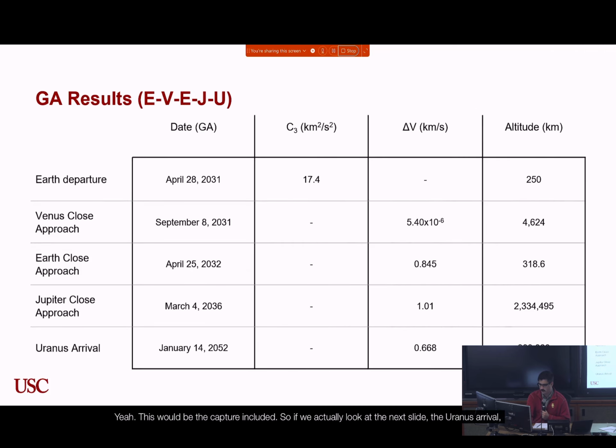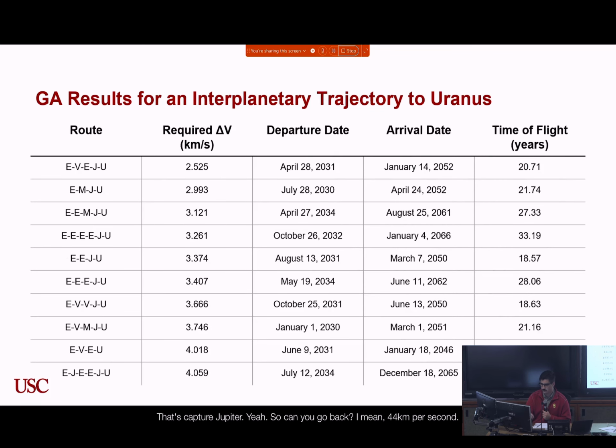So if we actually look at the next slide, the Uranus arrival, that would be the delta V required for a minimum energy capture of an eccentricity of 0.998. So just the bare minimum to get captured, which would replicate what Galileo did at its capture of Jupiter. Yeah, so can you go back? For the 4 kilometer per second delta V, I just don't remember the actual amount of the fuel required for this. Is that practically doable?